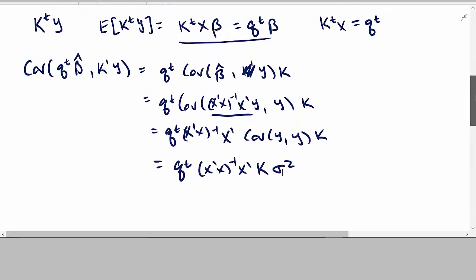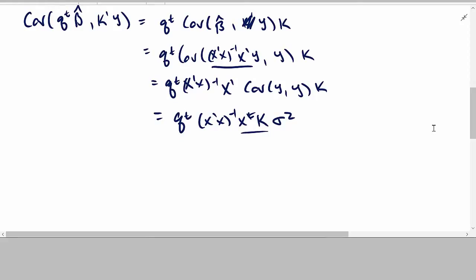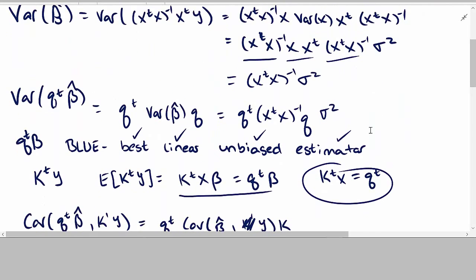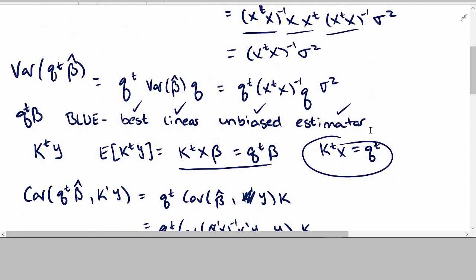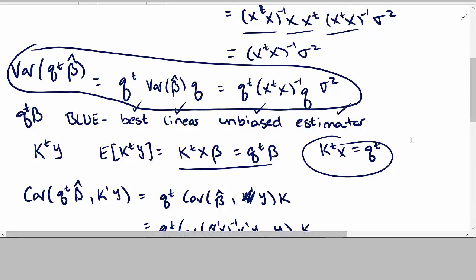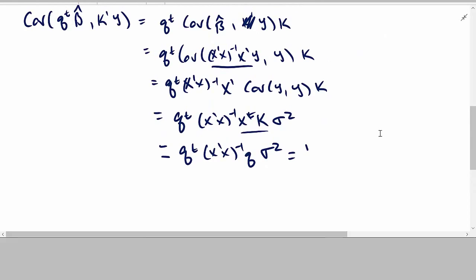Okay, now from the point above, we can replace X transpose K with Q, which is equal to Q transpose X transpose X inverse Q times sigma squared. And if we look back, that's exactly equal to the variance of Q transpose beta hat. Okay, so that's a clever little thing.